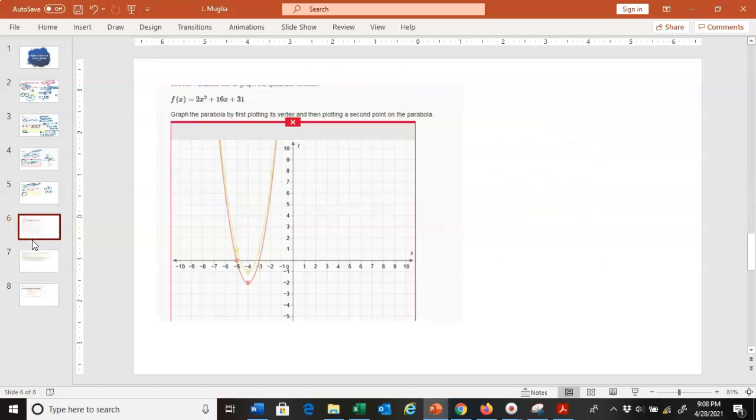This one says graph the parabola by first plotting its vertex and then plotting a second point on the parabola. We did not learn how to graph these by hand, but I left this in there because I knew you guys had access to Desmos, so I figured it would be all right. But let's look: 2x squared plus 16x plus 31.